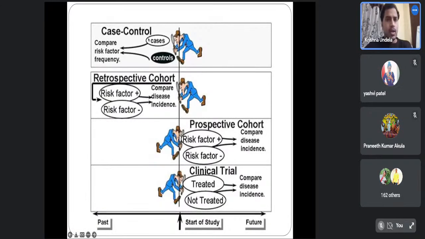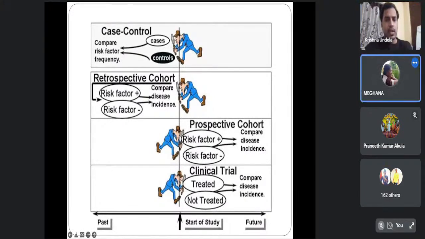That is outcome positive, risk factor positive; outcome positive, risk factor negative; outcome negative, risk factor positive; and outcome negative, risk factor negative. So we are going to have 4 groups here, based on the risk factor status. Always, in all the study designs, we start with the 2 groups.